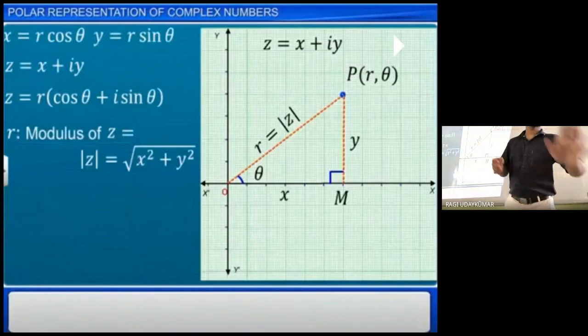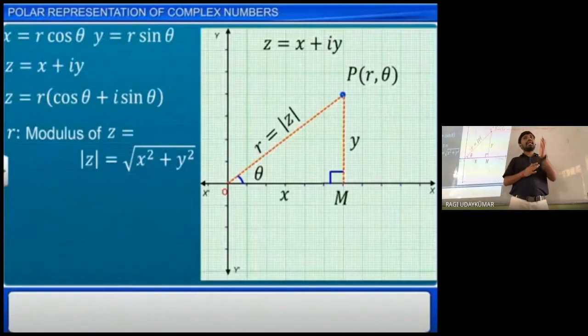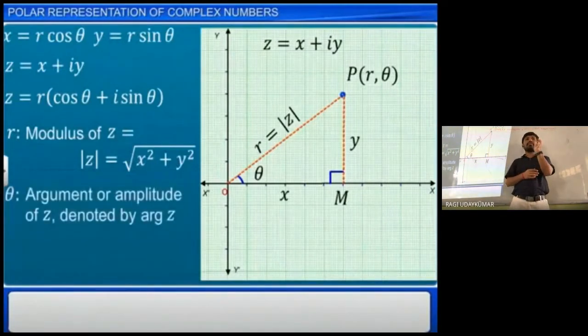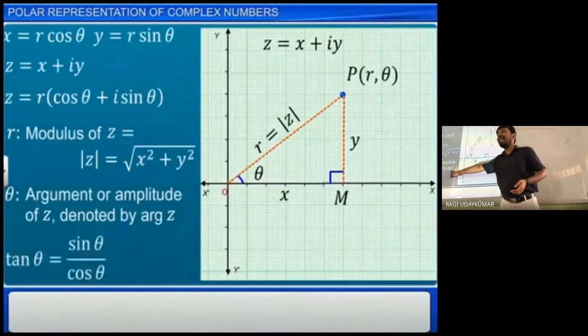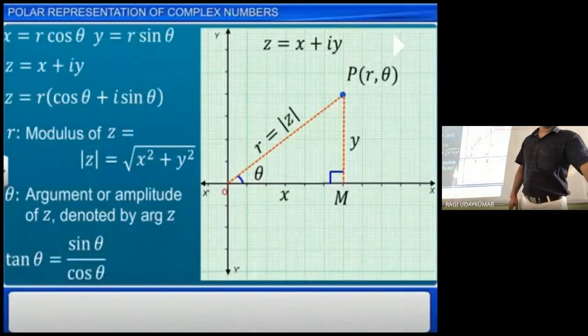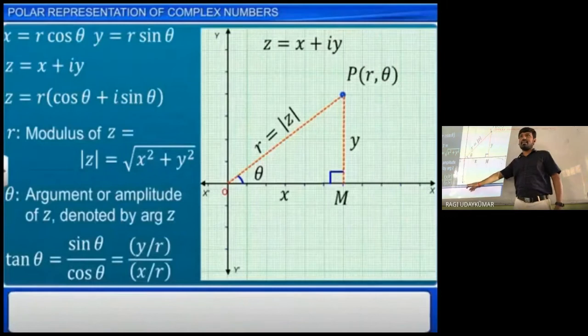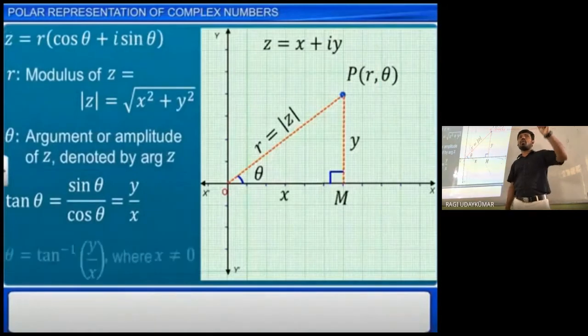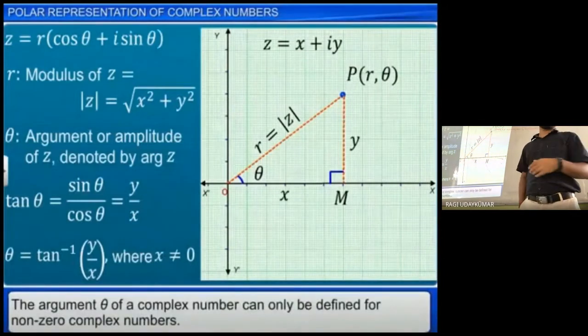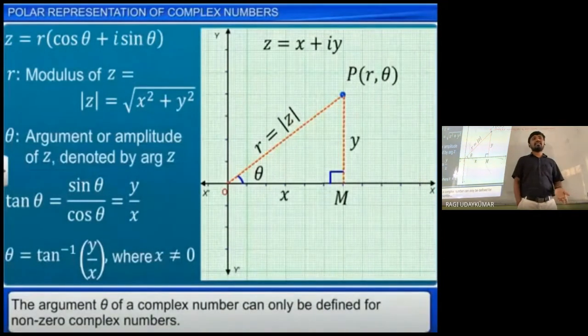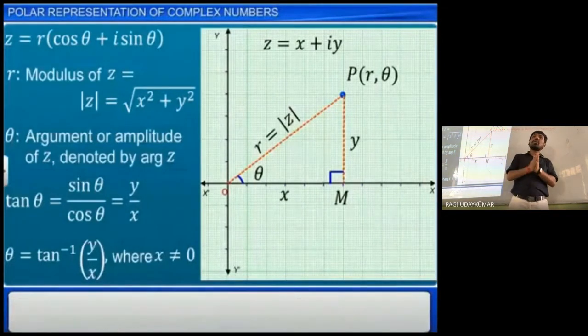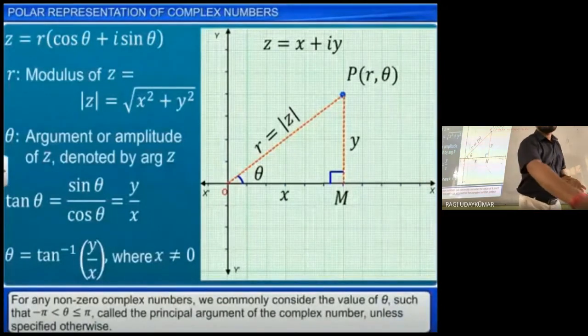If you find theta and r, then we can say the polar form of it. The theta is called the argument or amplitude of z, denoted by arg z, and it can be found from tan theta equals sin theta by cos theta, which is y by r over x by r, that is y by x. So theta equals tan inverse of y by x. The argument of the complex number can only be defined for non-zero complex numbers.